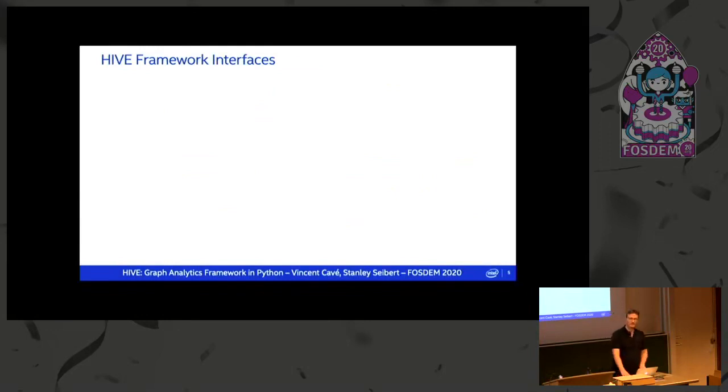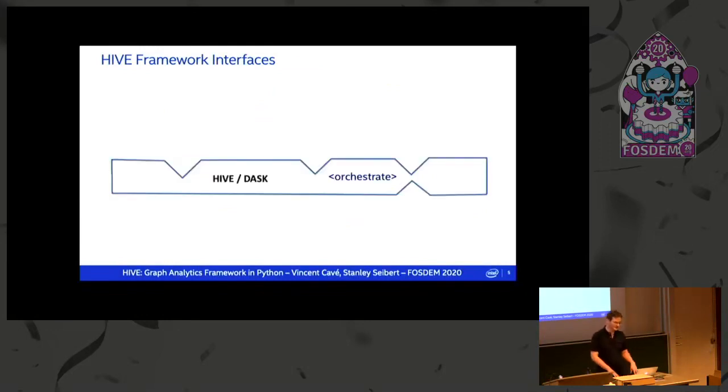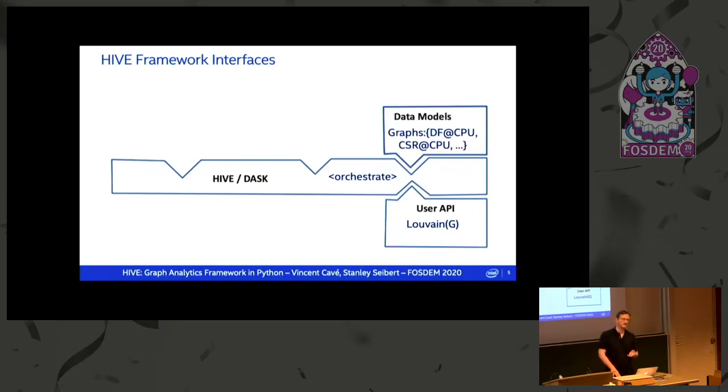So let's have a look at the framework interfaces. The centerpiece is this Hive Dask runtime, which is going to do the orchestration. Then you have the user API, again a high-level thing like run Louvain on the graph, and the graph is an opaque, abstract data type. It's just a graph. Then you can define your data models. For this abstract type, that's a graph, I want a concrete type, which is maybe a data frame that represents an adjacency matrix, stored in the CPU memory subsystem. And I also have a CSR data type, anything I can imagine. Then you're going to define transformers.